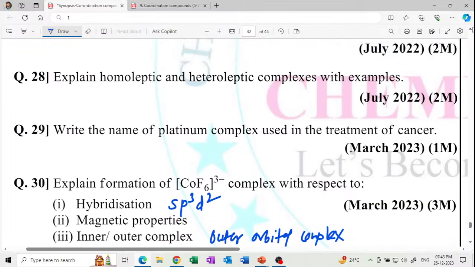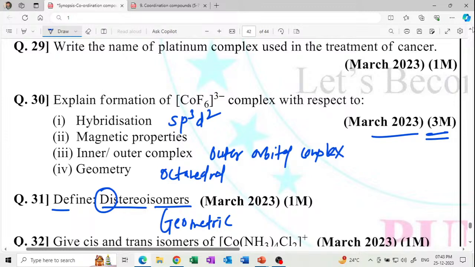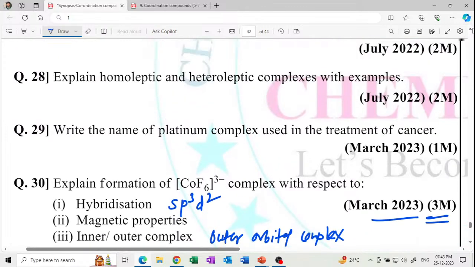Write the name of the platinum complex. This is a 3-mark question from March 2023. Next: write the name of the platinum complex used in the treatment of cancer. Write the name of the complex. So it is cisplatin.